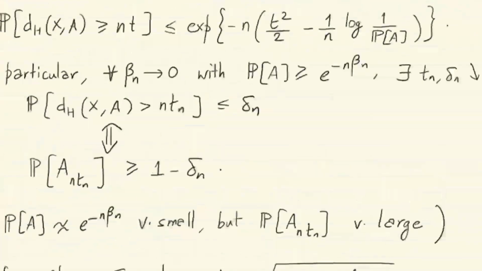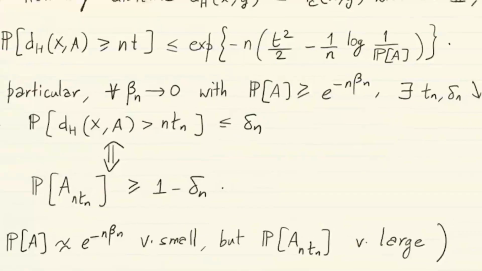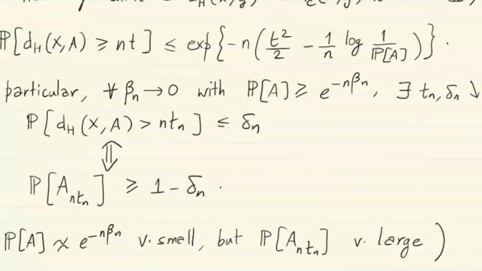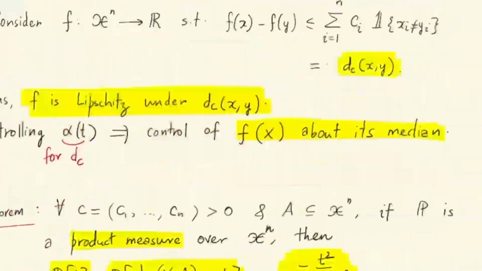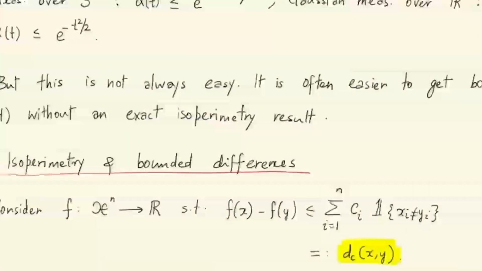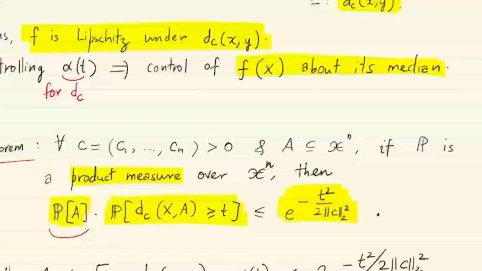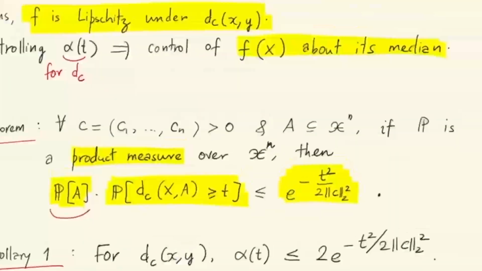And this property is heavily exploited in information theory, particularly for showing what are called strong converses and other coding theorems. Okay, so these are two immediate corollaries of this theorem, that basically bounds the product of the probability of A and the probability of the complement of a t blow up of A by e raised to minus t square by 2 norm c the whole square.